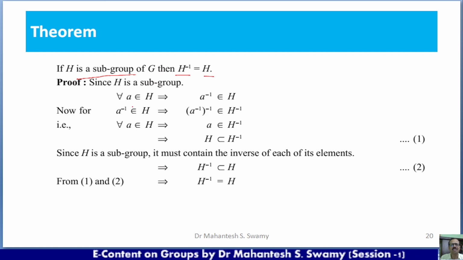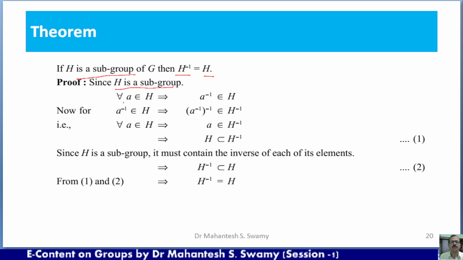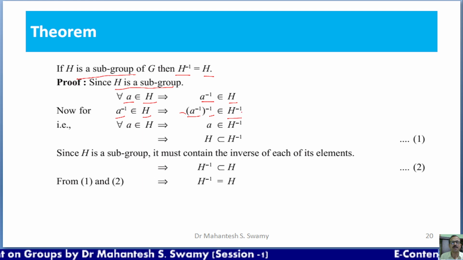So what is inverse of H? Inverse of H is the set containing all the elements which are the inverses of the elements of H. So we have to prove that H inverse is the same as H. Since H is a subgroup, for every element A belonging to H, the inverse of that element belongs to H. So when A inverse belongs to H, it means the inverse of A inverse should be present in H inverse. For every element A belonging to H, the inverse of the inverse is A. So A belongs to H inverse.